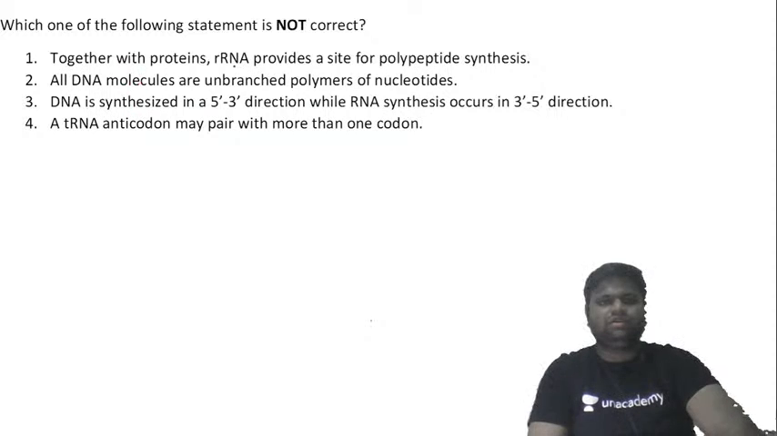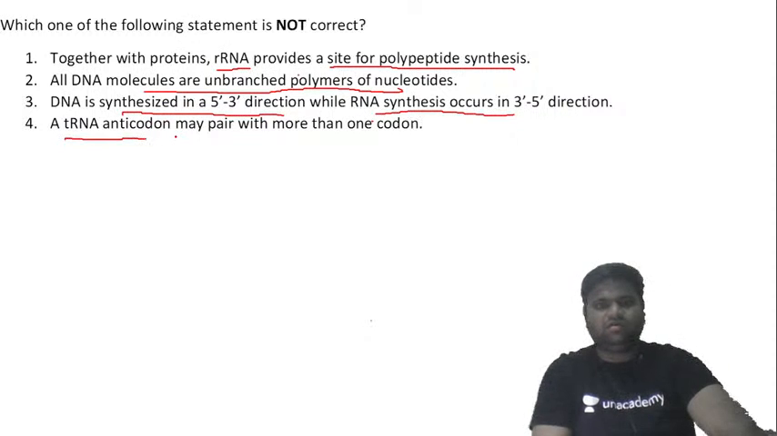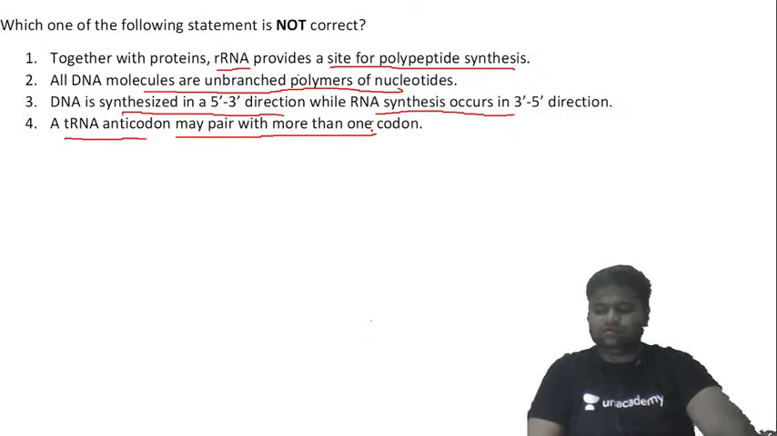तो पहला ऑप्शन कह रहा है टुगेदर विद प्रोटीन्स, rRNA, राइबोसोमल आरएनए प्रोवाइड अ साइट फॉर पॉलीपेप्टाइड सिंथेसिस. Option 2 says all DNA molecules are unbranched polymer of nucleotides. Option 3 says DNA is synthesized in 5' to 3' direction, whereas RNA synthesis occurs in 3' to 5' direction. And option 4 says a tRNA anticodon may pair with more than one codon. So type your correct answer in the option box.